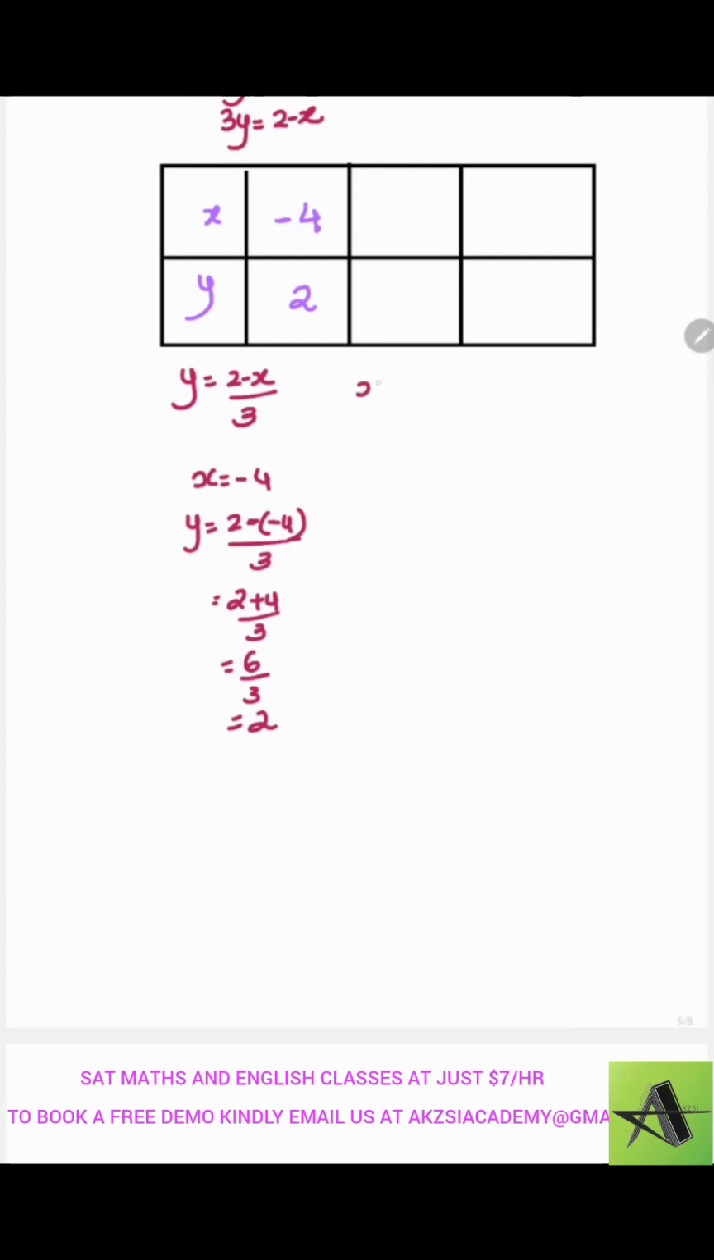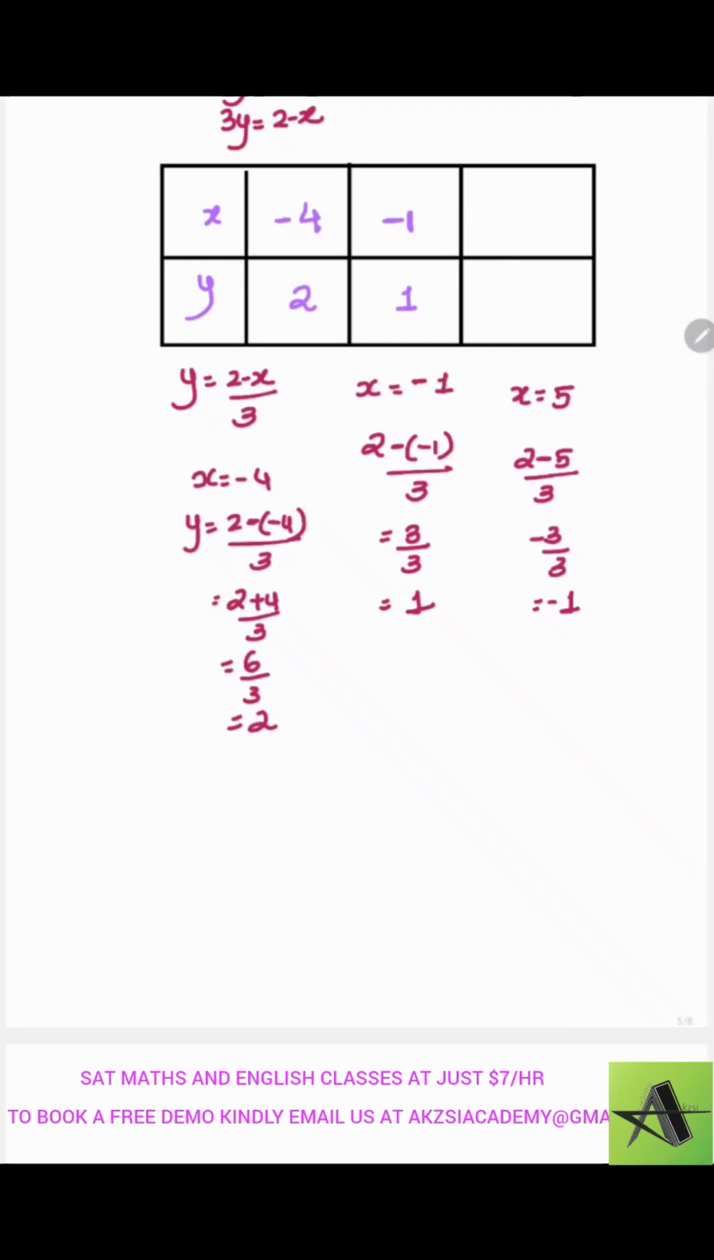Similarly, the next value that I'm going to select is, let's say, -1. So this will be (2 minus -1) over 3, which is 2 plus 1, so 3 over 3, that is 1. That means at x equals -1, I'll get y as 1. For the third one, I am selecting x equals 5. So (2 minus 5) over 3. So -3 over 3 is -1. So at x equals 5, I'll get y equals -1.